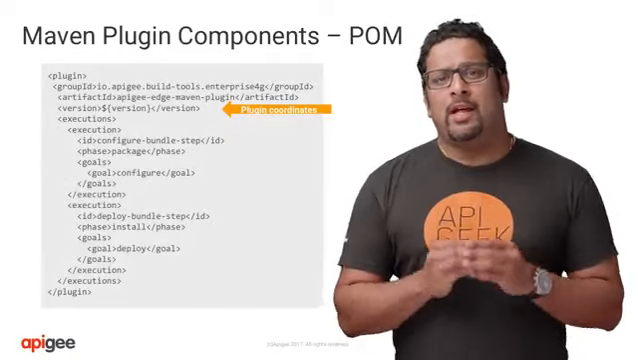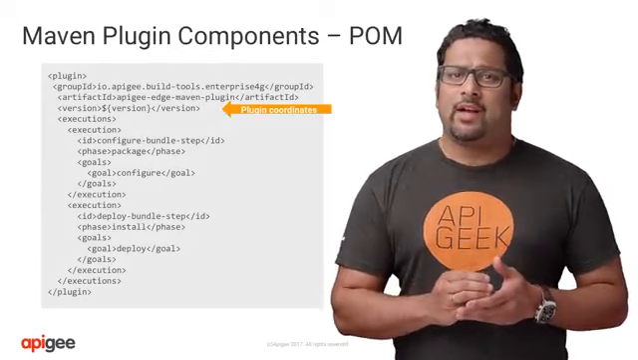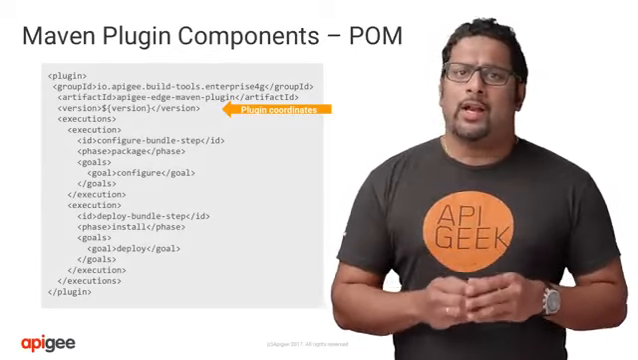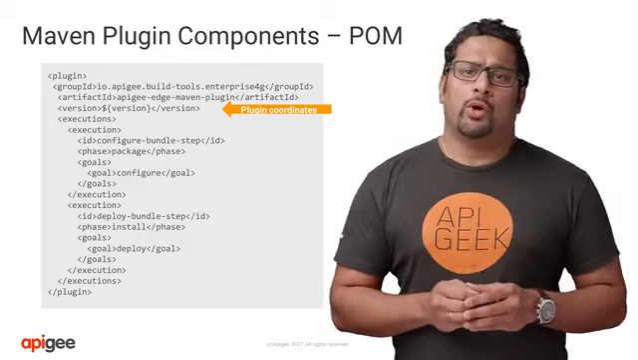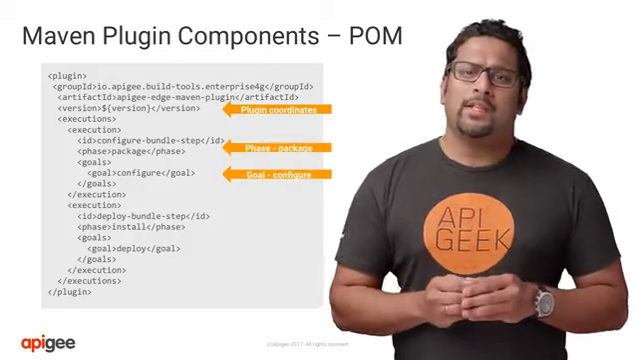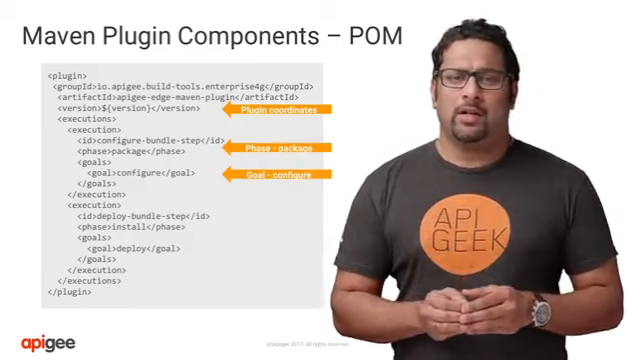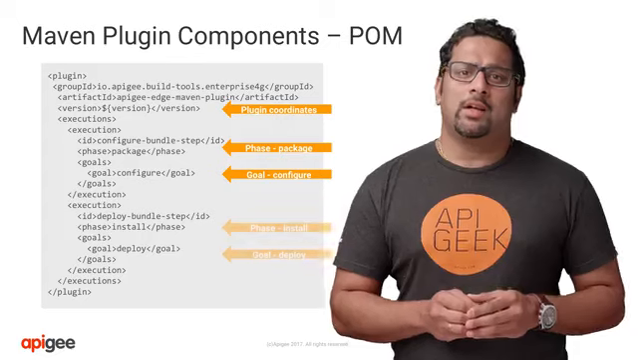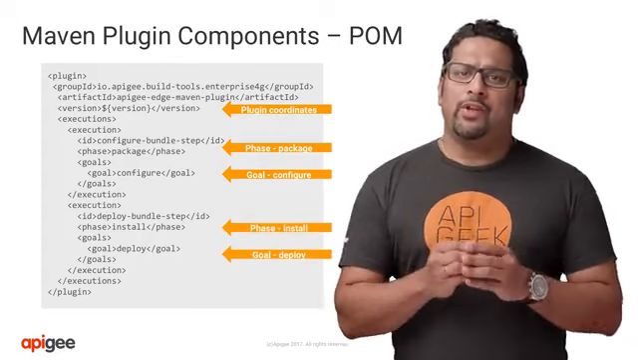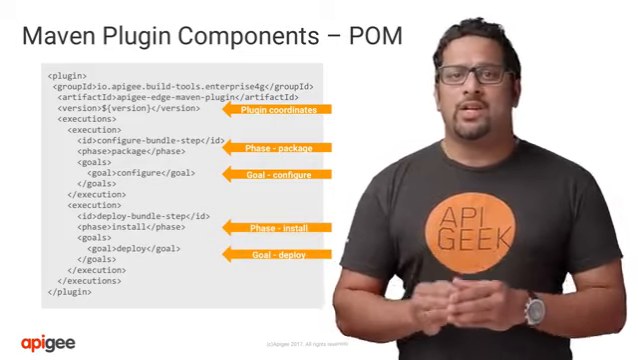In the POM file, we need to configure the plugin by passing the group ID, artifact ID, and version. On executing the POM, the plugin is downloaded from the Maven repository to the local repository. Within this plugin, we need to provide the goals that is used to package the bundle. This is the package phase that is available in the Maven lifecycle. Once the package is complete, we use the deploy goal to deploy the bundle to the appropriate Apigee organization and environment.